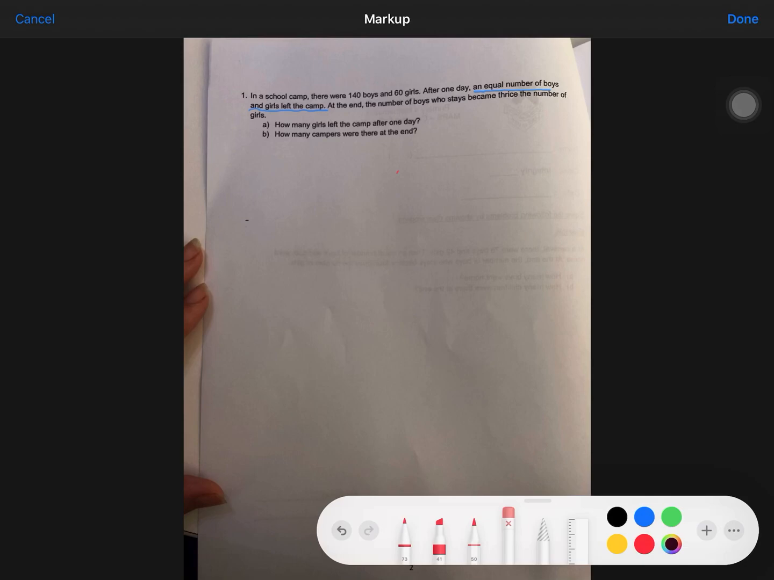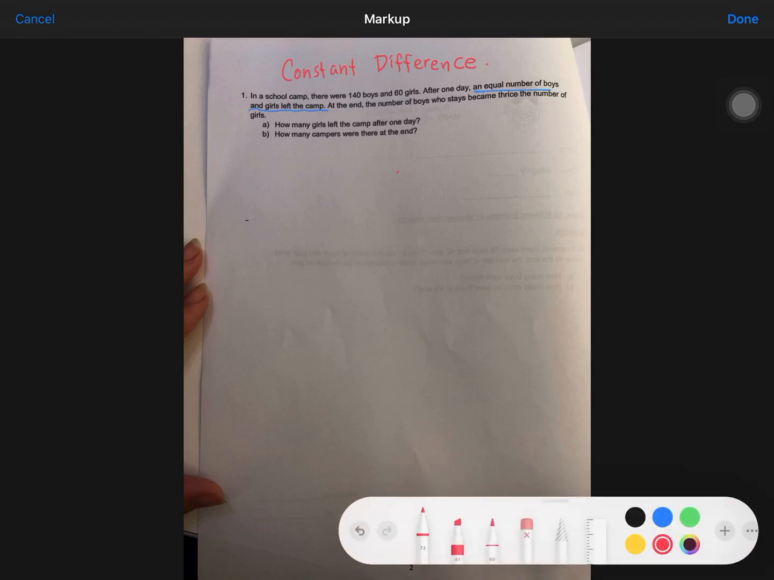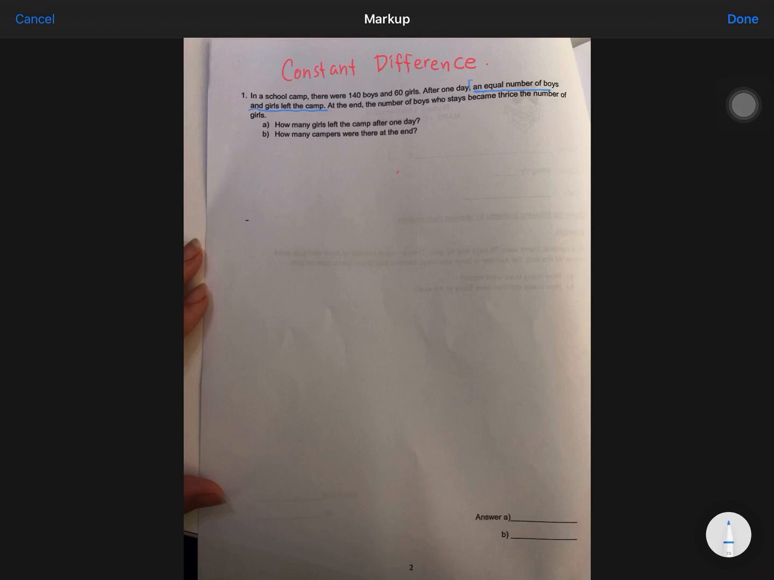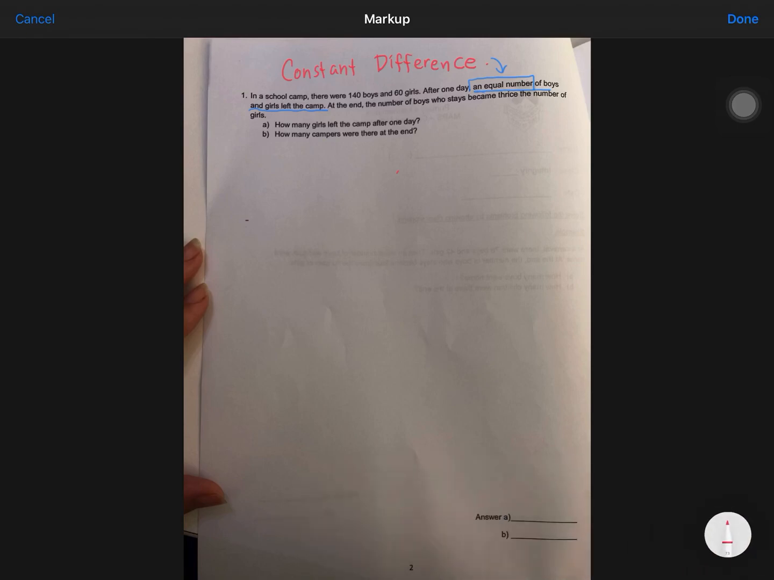So this is a problem sum on constant difference, which I mentioned in part 1. If you forgot, please go back and watch the video again. The feature of this type of question is there's always an equal number of something that leaves the group. In this case it's an equal number of boys and girls that left the camp. So let's dive straight into the model drawing.